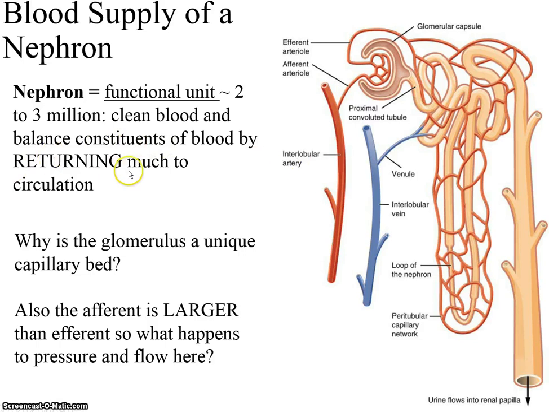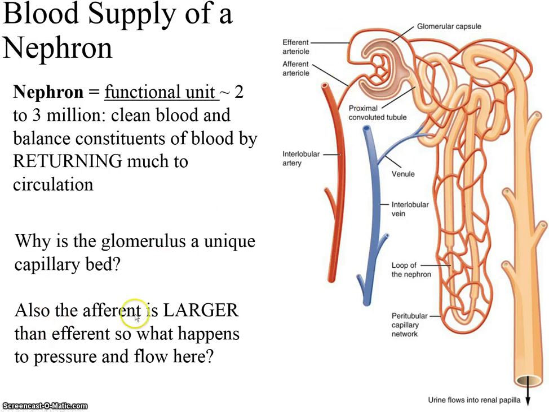And a lot of this returns, as we said. You're going to filter about 200 liters, but you're only going to pee away 2 liters, right? Why is the glomerulus a unique capillary bed? Well, first of all, you can see right here, it's a capillary bed between two arterioles. That's crazy, right? Nowhere else in the body do we see this. Most capillary beds, right, it's arteriole leads to the capillary, and from the capillary is a venule. So we have two arterioles, which means we have two tubes that can easily be controlled. Venules just aren't very good at controlling flow, but arterioles are.